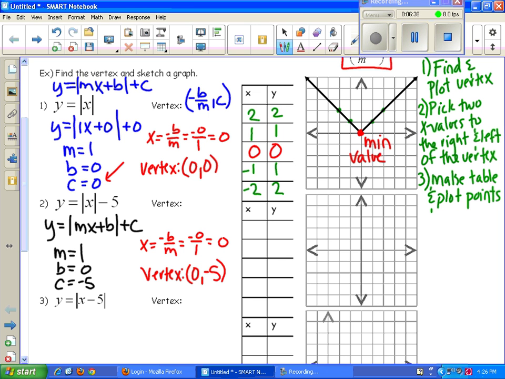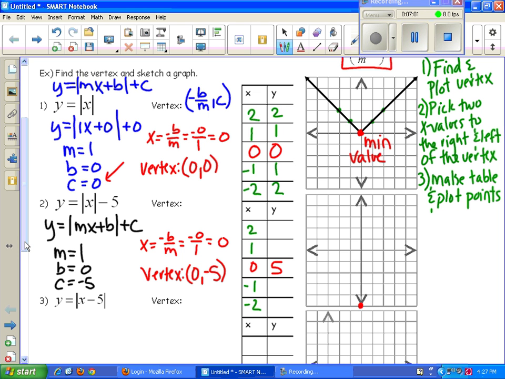So that's the first thing I'm going to plot. So 0, down 5 would be right here. And then I'm going to put that in my table. So now I want two x values to the right of 0 and two to the left of 0. So two to the right would be 1 and 2. To the left would be negative 1 and negative 2. Now to find the y coordinates, I plug the x values into my original equation and solve for y.